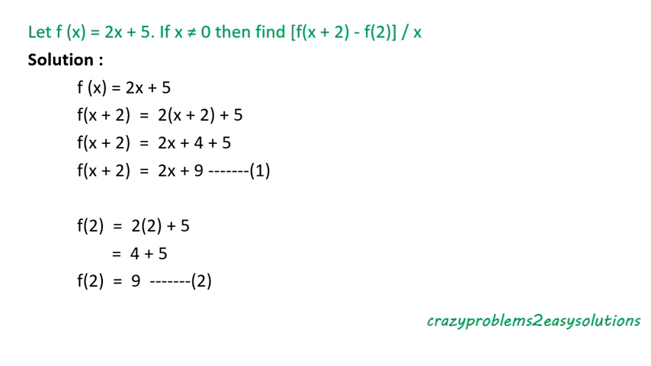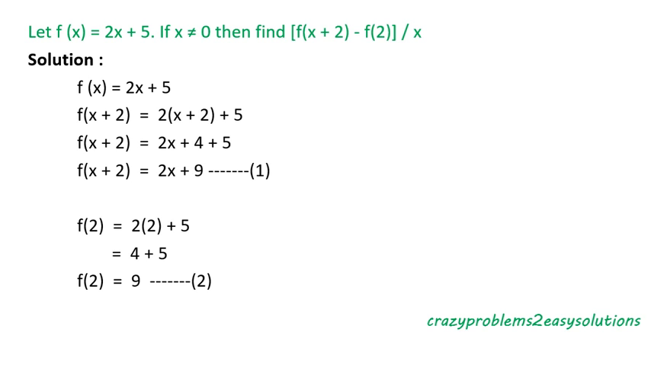Then let f of x equal to 2x plus 5. If x is not equal to 0, then find f of x plus 2 minus f of 2, divided by x. First we write f of x is 2x plus 5. Then f of x plus 2 is 2 into x plus 2, plus 5. We multiply 2 into x, 2x, plus 2 twos are 4, plus 5. Then 2x plus 9. This is equation number 1.